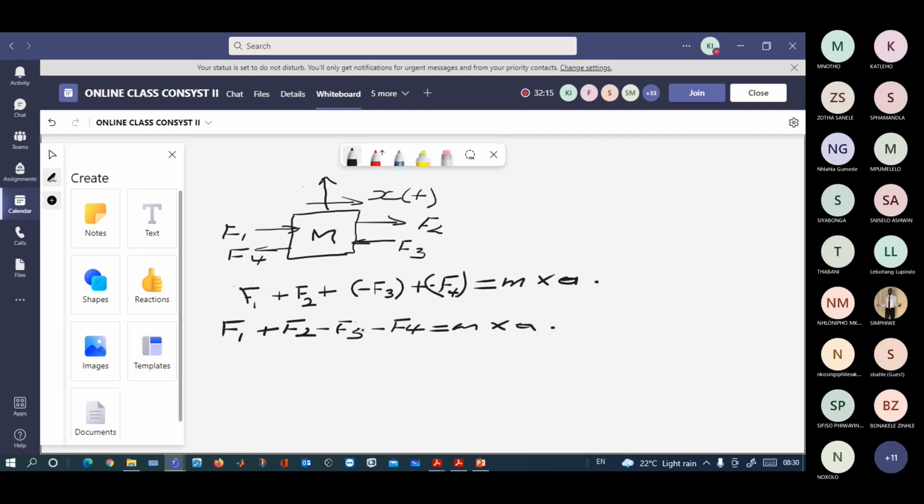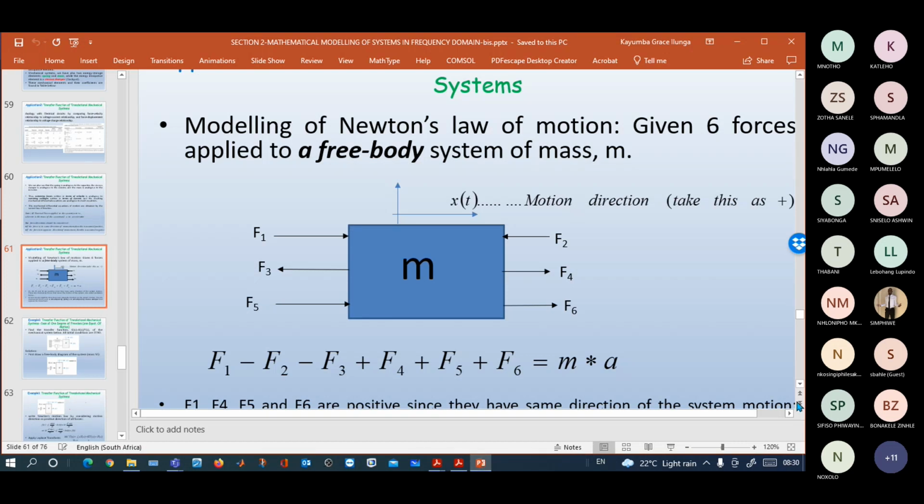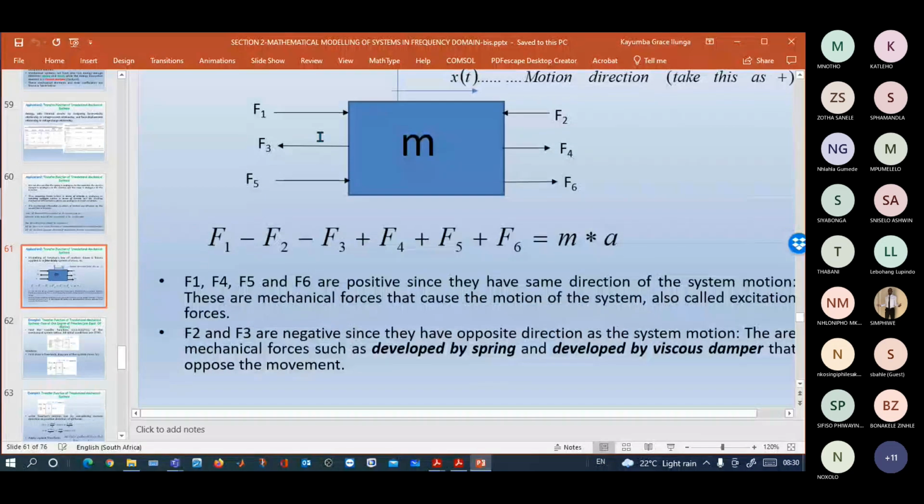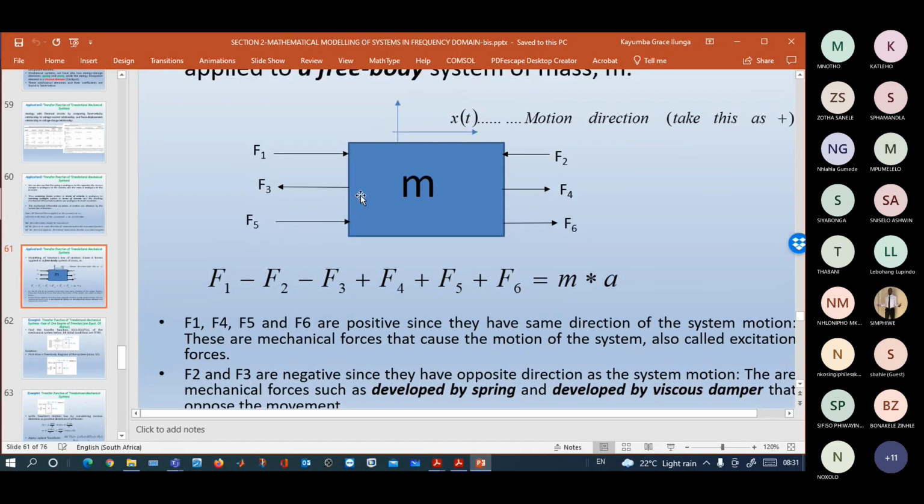Remember, all the forces that are acting on the spring and the viscous damper, they are negative forces. So they always act in opposite direction of the motion. So this is very important to notice. And you can see that mechanical system is not that difficult. Okay, let's now move to the next slide and see what is there. So on this example now we have this F1.